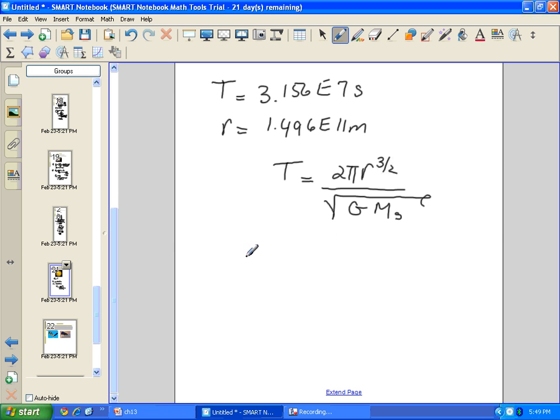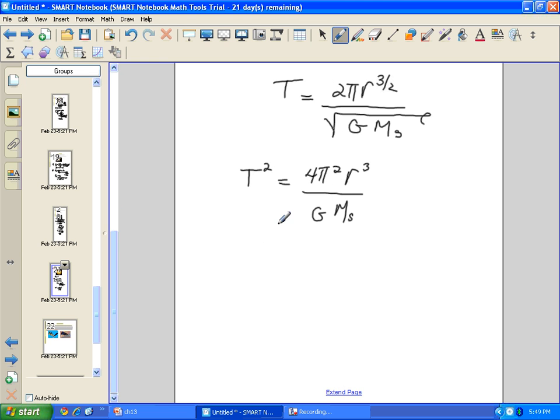We use a little bit of algebra. Let's square both sides because after all, we want to get rid of this square root. T squared equals 4 times pi squared times r cubed divided by big G, mass of the sun. Well, now we just multiply both sides by mass of sun, divide both sides by T squared. In other words, get M here, T squared down here. MS equals 4 pi squared r cubed divided by G times T squared.